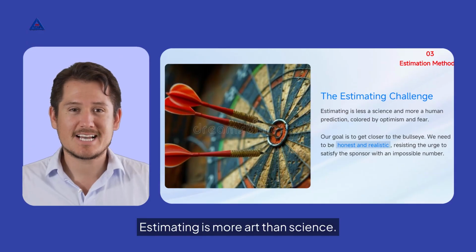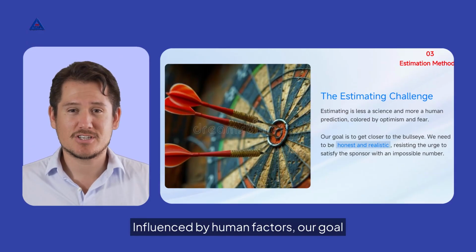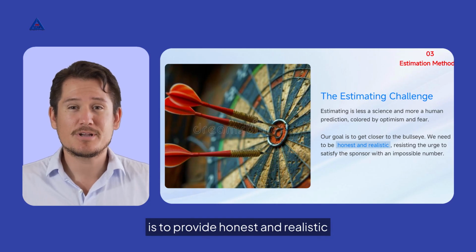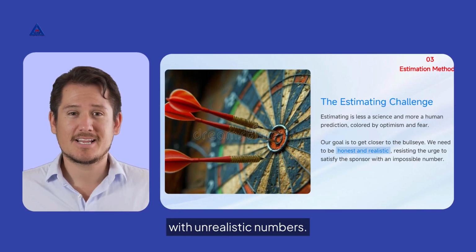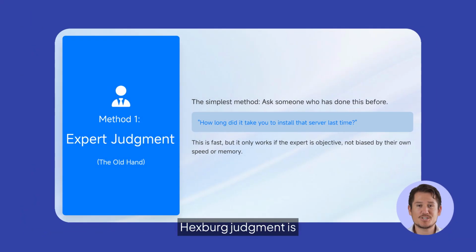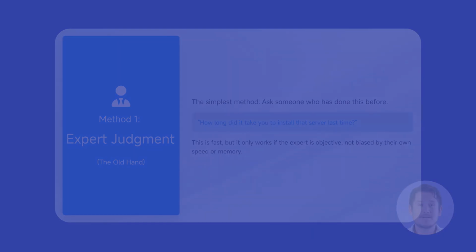Estimating is more art than science, influenced by human factors. Our goal is to provide honest and realistic estimates, avoiding the temptation to satisfy stakeholders with unrealistic numbers. Expert judgment is a straightforward estimation method. By consulting experienced individuals, we gain insights into task durations. However, it's crucial that experts remain objective and unbiased.